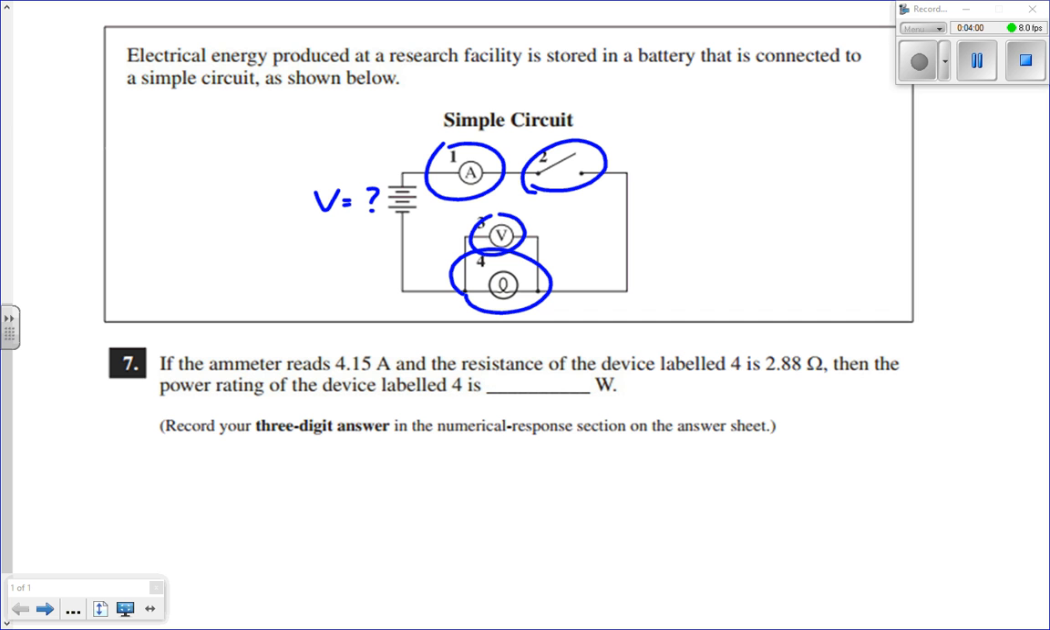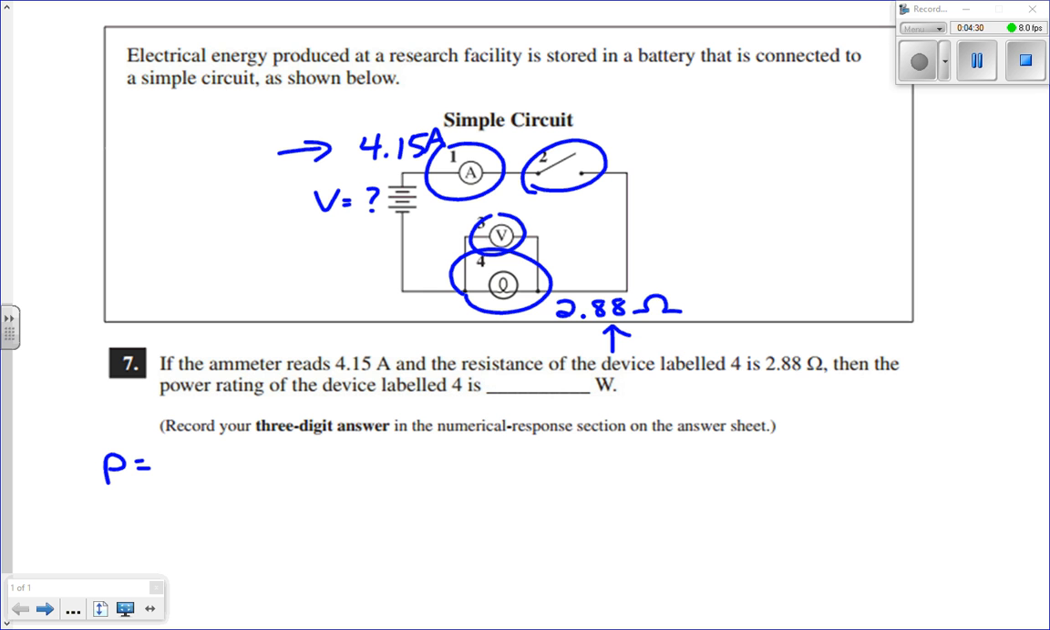So if the ammeter reads 4.15 amps, and the resistance of the device labeled 4 is 2.88 ohms, then the power rating of the device labeled 4 is blank watts. What we are given here is current and resistance, but we are not given voltage, which means that the formulas we have to choose from, we'll just write them down again.